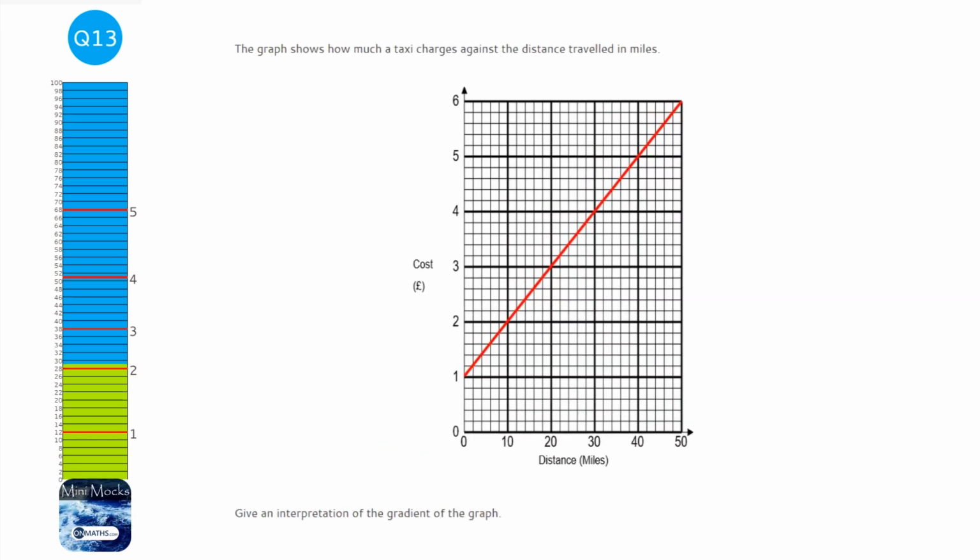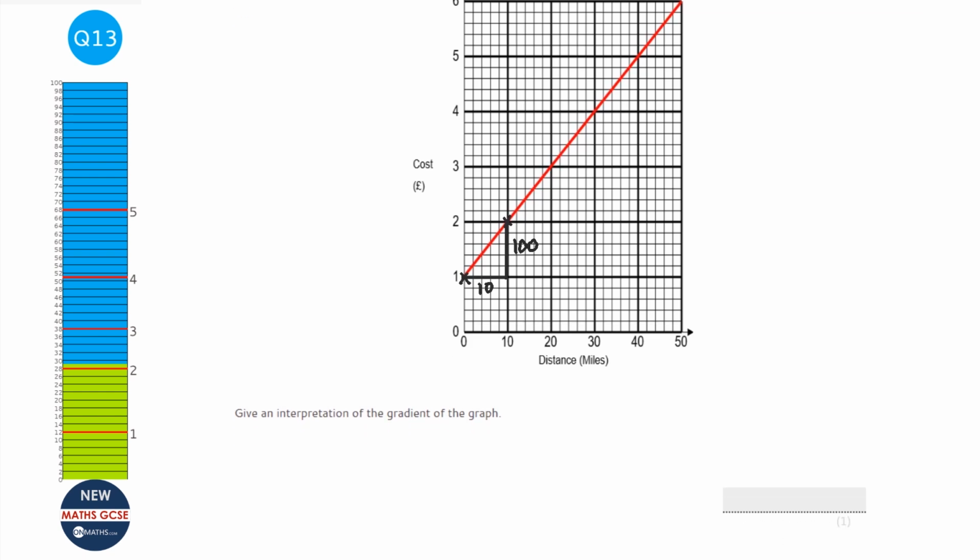To answer this question, first of all, we need to know what the gradient is. So what you do is you pick 2 points that you know the coordinates of, which is that one and that one I'm going to pick. Works with any of them. And we work out how much up and how much across it's gone. Well, it's gone 1 up. But I'm going to do this in pence, so I'm going to say it's gone 100 pence up, and it's gone 10 miles across. So to work out the gradient, we're going to do the change in y, so how much it's gone up, over how much it's gone across.